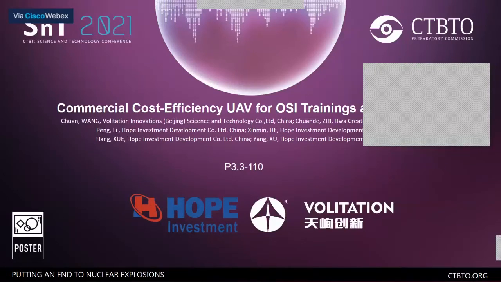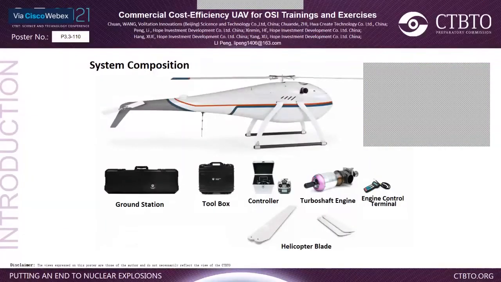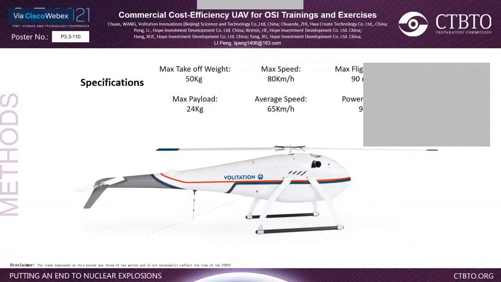commercial UAVs' potential application. We provide this type of UAV. It's actually a manned helicopter. It is very mature and is suitable for application scenarios of on-site inspection.